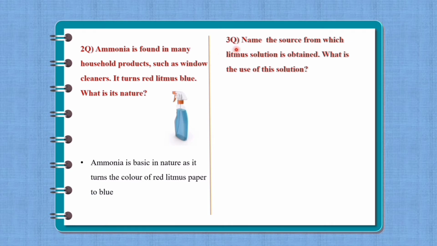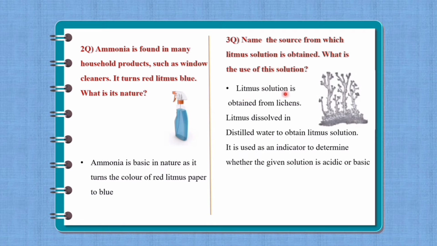Third question. Name the sources from which litmus solution is obtained. What is the use of this solution? Litmus solution is obtained from lichens. What are lichens? In biological terms, lichens are plant-like organisms that consist of a symbiotic association between algae and fungi. Litmus is dissolved in distilled water to obtain litmus solution. It is used as an indicator to determine whether the given solution is acidic or basic.